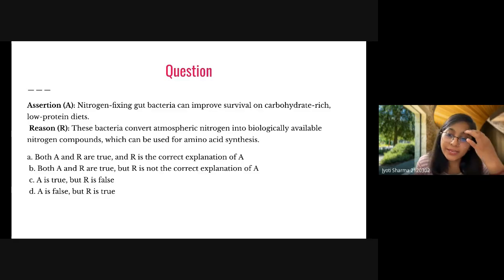Why is the answer not A? Smita, you have given me the B answer, that R is not the correct explanation of A. As we already have talked, if we do not have a protein rich diet, then some bacteria can help us to fix the nitrogen, and this nitrogen can synthesize the protein in our body. So why is R not the correct explanation of A, because you have given me option B as the right one?